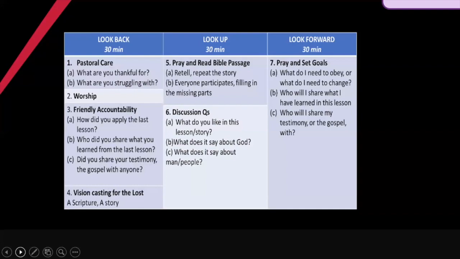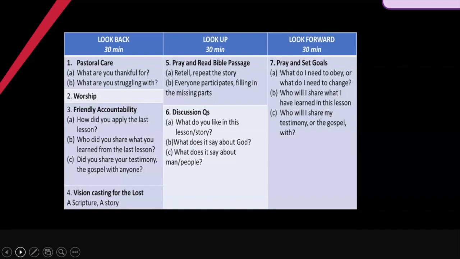And then the last column, we see praying and setting goals. Number 1, what do I need to obey, or what do I need to change from this lesson that I have learned? Number 2, who will I share what I've learned in this lesson? You decide right at this time who you're going to share with in the week to come. And thirdly, who will I share my personal testimony or the gospel with? So you see all 3 things happening here together: evangelism, disciple making, as well as multiplication. I find this very exciting.